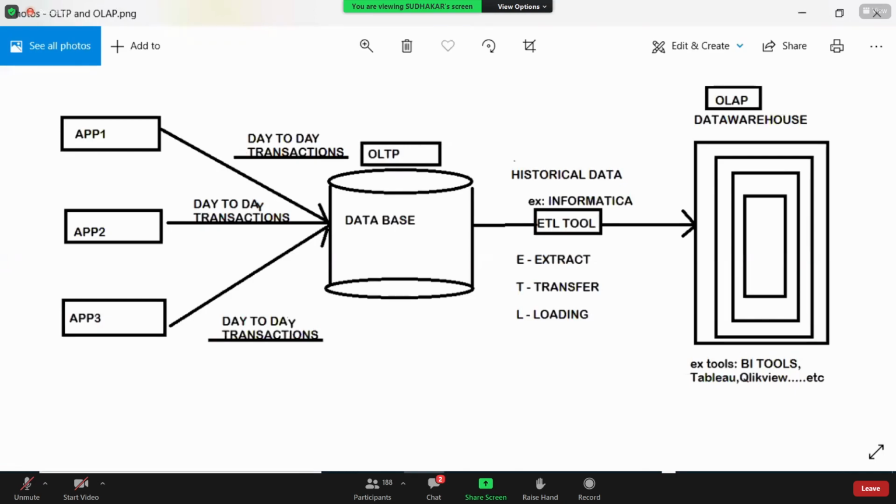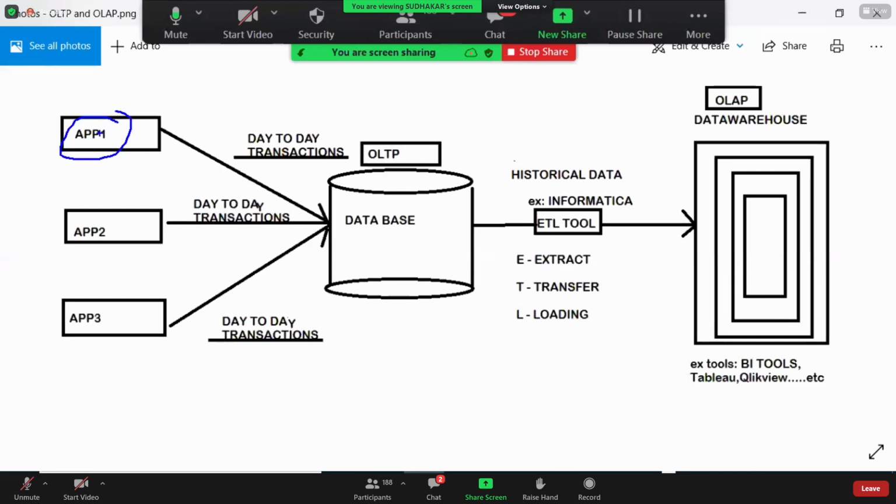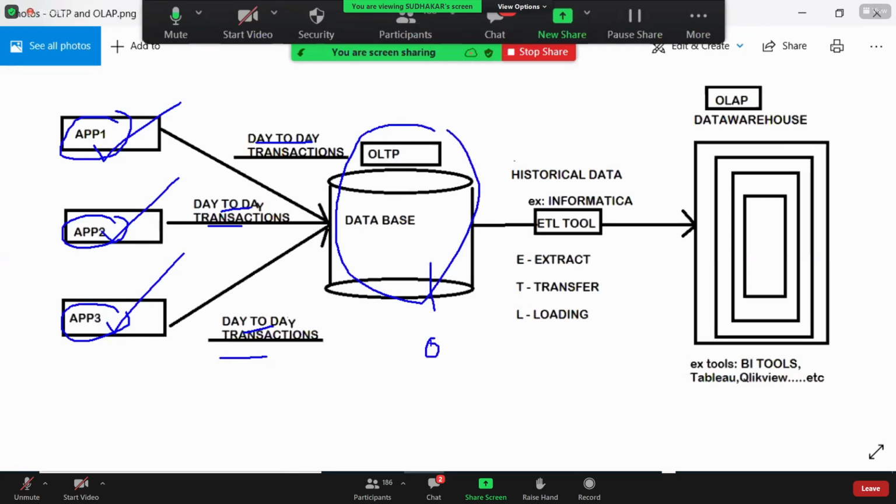If you see this carefully, you can understand this is an application. It may be the IRCTC website, or any online application. Suppose this is some marketing application like Flipkart or Amazon, and this is another application. Through these applications, whatever transactions are performed, all that day-to-day transaction information we store under OLTP databases. For example, I'm using Oracle for my transactions.